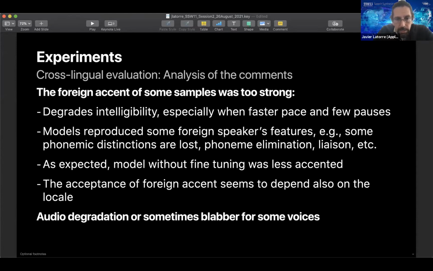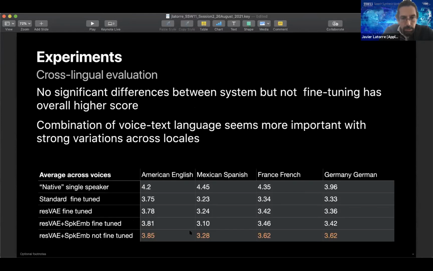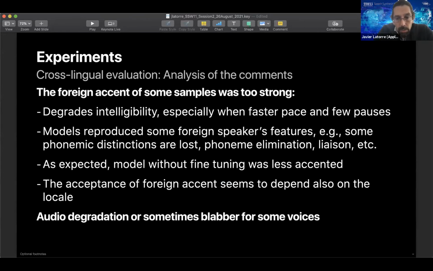As I said, as expected, the models without fine-tuning are less accented. And something that was maybe more interesting is that the acceptance of foreign accent is extremely locale dependent. So if I can go back, you can see that on average, the scores for the US are much higher than what we get for Mexico. And Mexican is somehow in between, and French and German are somehow in between. We tried to run an analysis of that, you can find it in the paper, based on the phonetic similarity between the target voice and the target language. But I think that it is also something cultural or locale dependent. So maybe people in the United States are more used to foreign accents than people in Mexico.